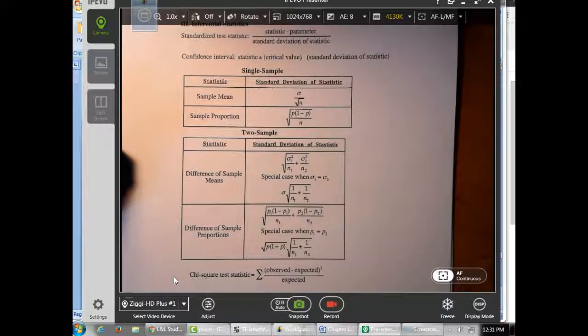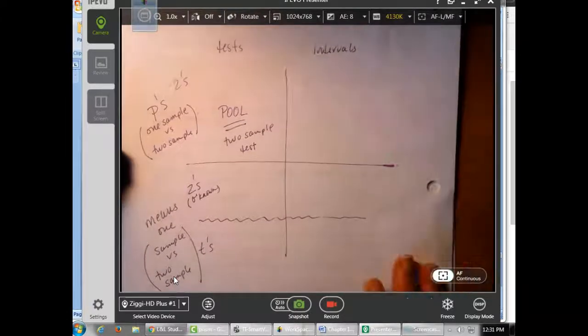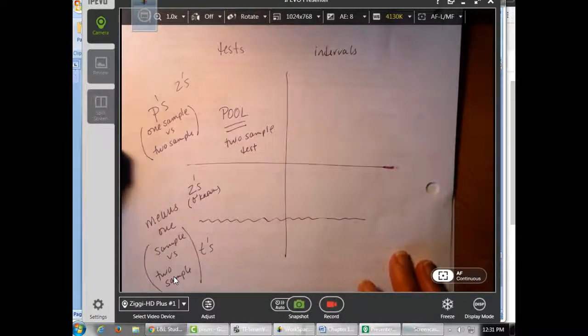Means don't have, oh, that's proportions. That's what I'm saying, proportions. So why can you pool, combine, for proportions and not for means? You don't use it in the formula. Okay, let's go back to the drawing board here. It's not in the formula.